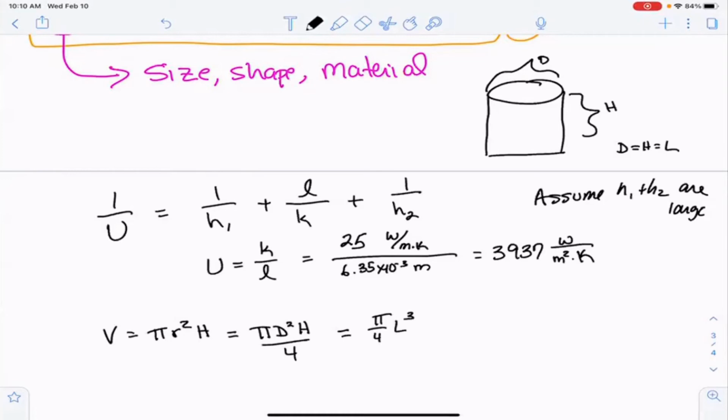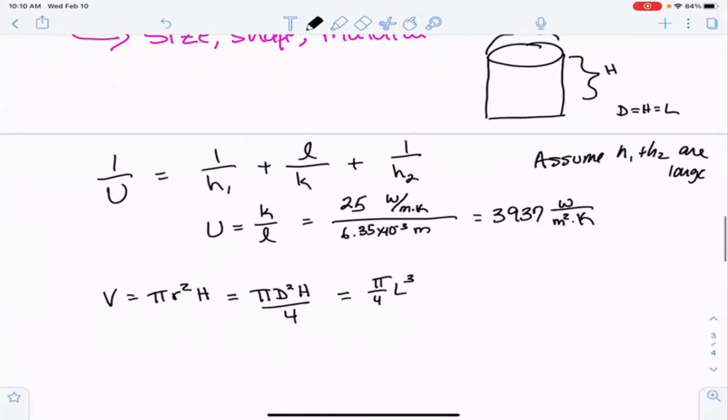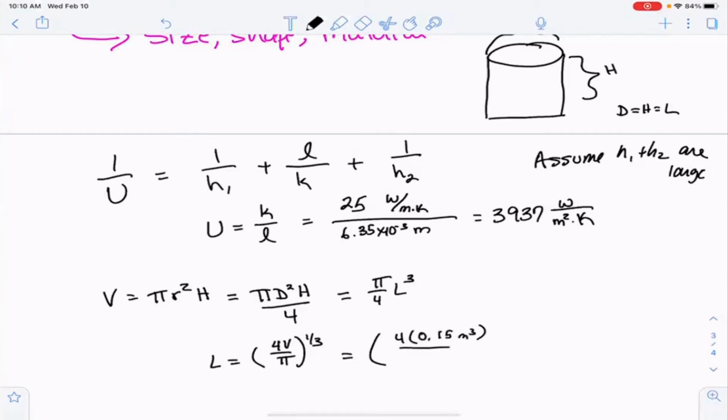And we know the volume of our reactor in this case. It's 150 liters, which is 0.15 cubic meters. So we can calculate the length from 4 times the volume over pi, to the 1/3. And so that's just 4 times 0.15 cubic meters divided by pi, to the 1/3. And so that dimension is 0.576 meters for that reactor.